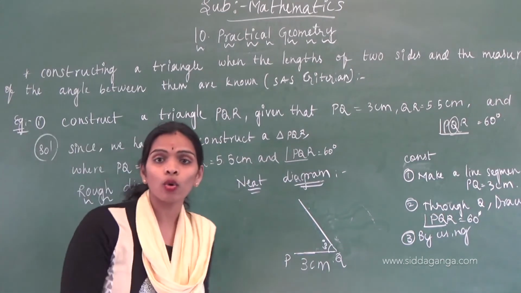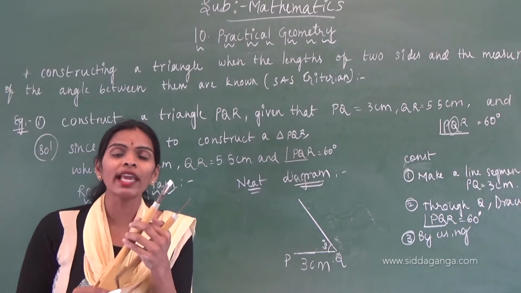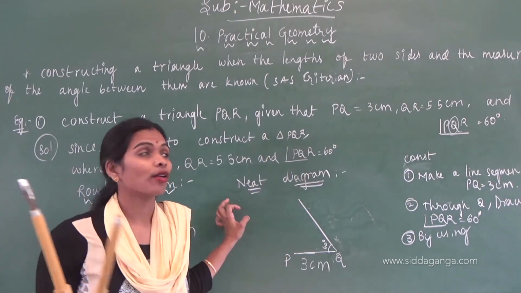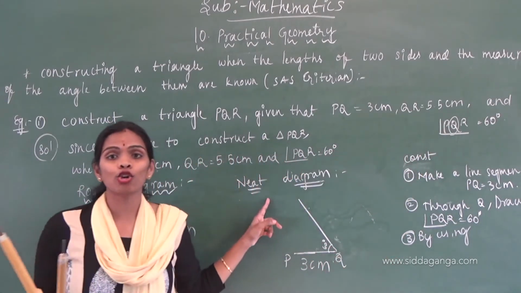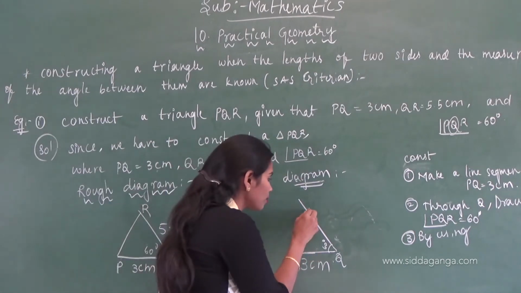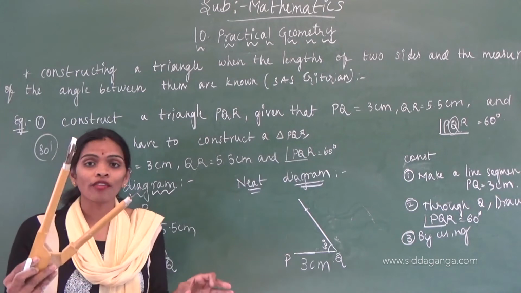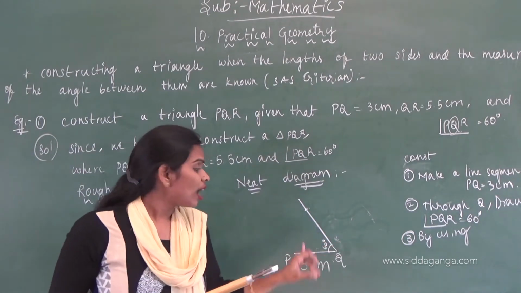QR, how can we do it? Just by cutting, by using the compass only. You have to measure this arc as 5.5 centimeters and cut this extended line from Q. Correct? And the intersection of this arc and this extended line is known as R. Okay.